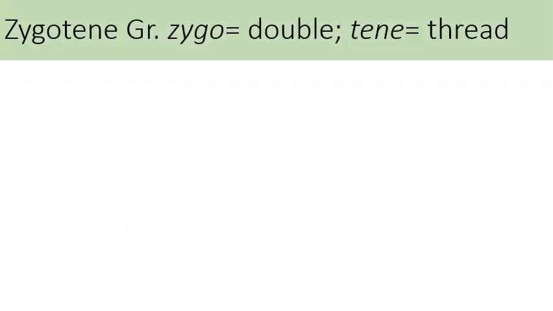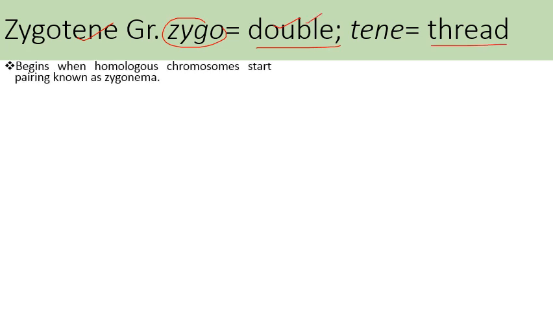Next comes zygotene. Zygos in Greek means double and tene means thread. So this is the double threaded stage. Here the pairing of homologous chromosomes starts. So it begins when homologous chromosomes start pairing, and this is known as zygonema.